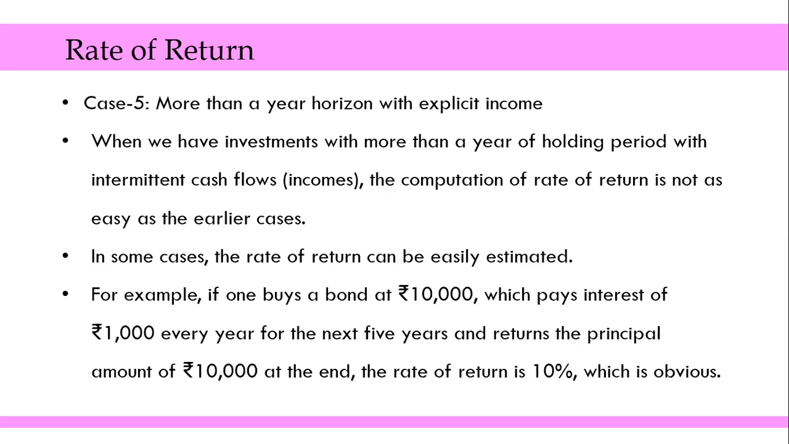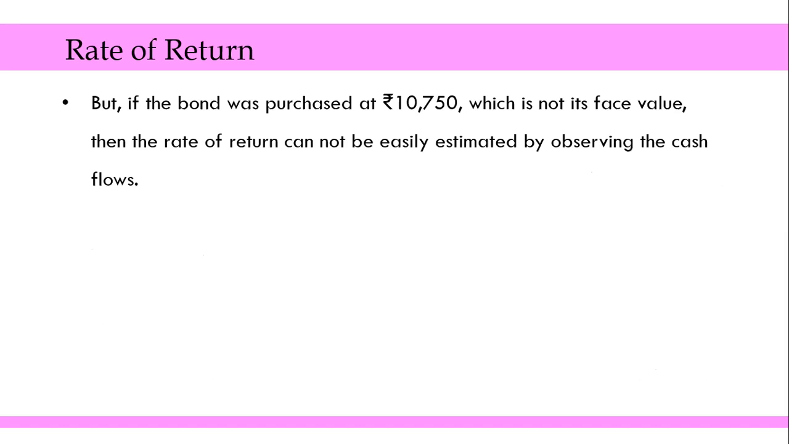In this case, we don't have to do any calculations. It is very clear that the rate of return is 10% per annum, because on an investment of 10,000, every year I am getting 1,000 rupees. Therefore, 1,000 upon 10,000 is 10%. This is very obvious. Let us take it a little closer to reality.